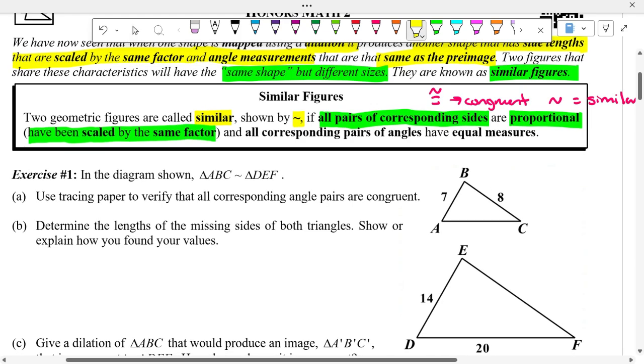Now, on the other side, all corresponding pairs of angles have equal measures. So this is a callback to, do you guys remember when we were doing all the congruency postulates, and I told you that one of the ones that does not prove congruence is angle, angle, angle? That's why. Because angle, angle, angle can show similarity, but it cannot show congruence because the side lengths can clearly be changed.